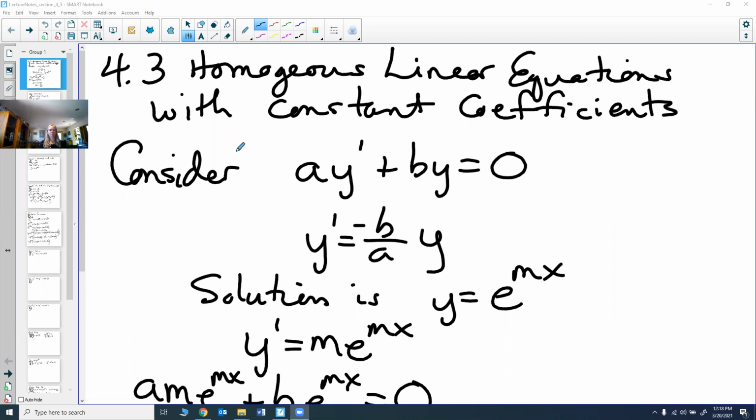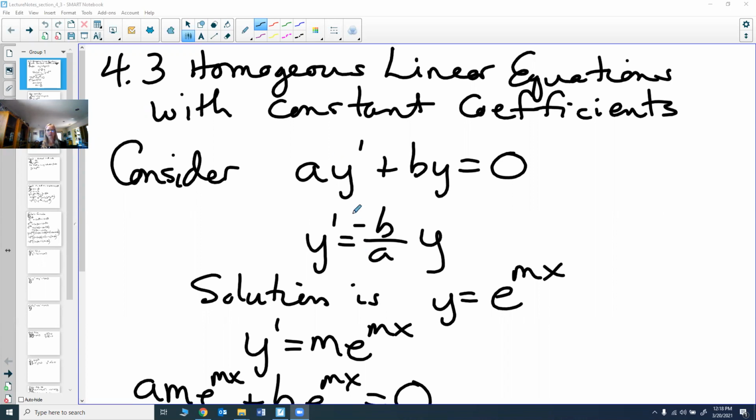So we're going to look at homogeneous linear equations with constant coefficients for right now. Let's consider a times y prime plus b times y equals 0. What we mean by constant coefficients is a and b are not functions of x, they're just constants. And so y prime is equal to minus b over a times y.